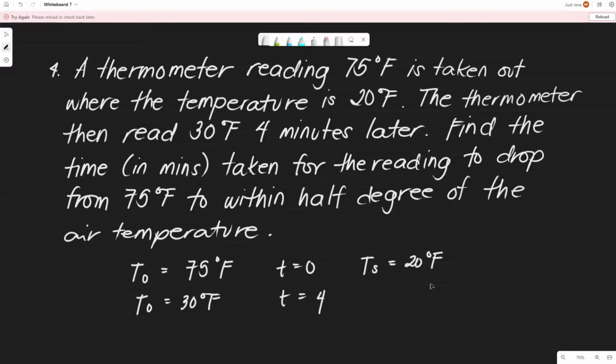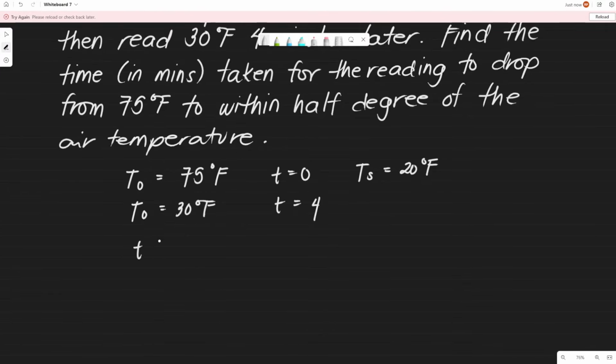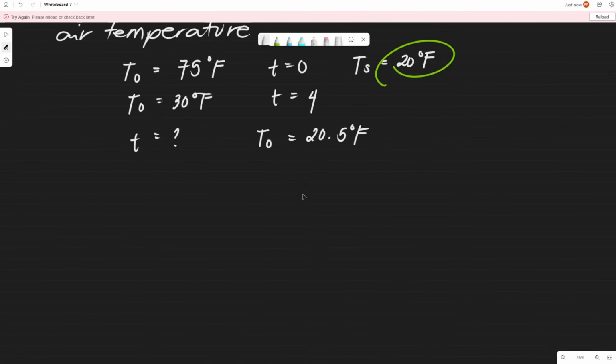It asks for the time when the temperature drops from 75 to within half degree. What does within half degree mean? Technically, half degree is 0.5. When you read within, add it to the base quantity, which is the air temperature, the surroundings. So the target temperature is 20.5 degrees Fahrenheit. As simple as that.